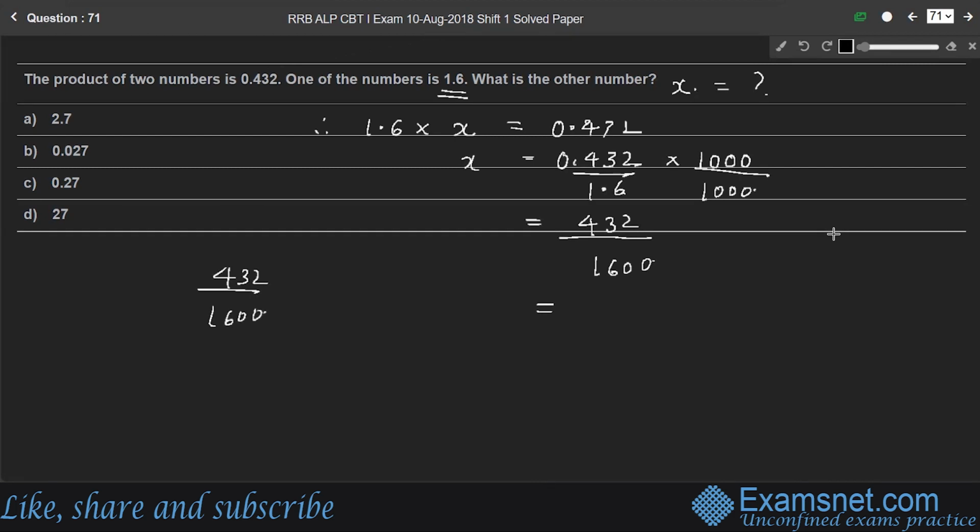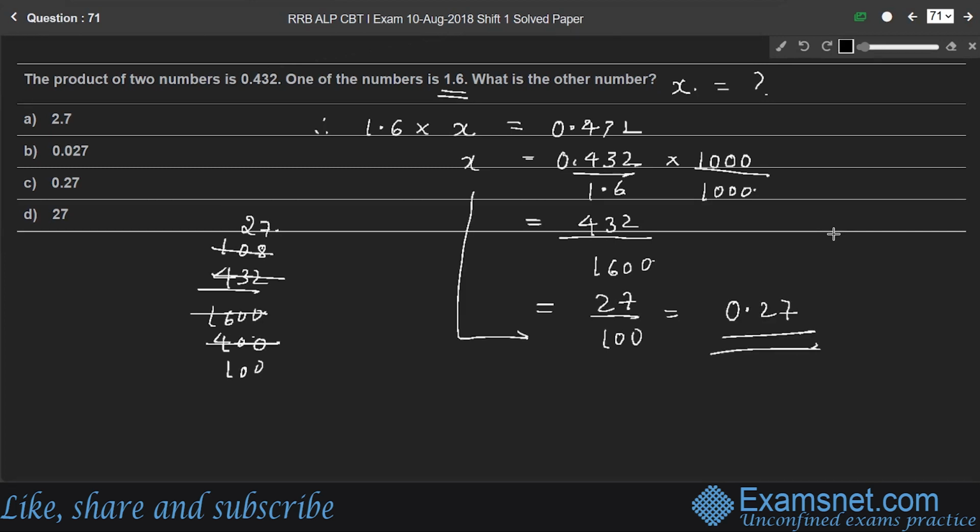The numbers are divisible by 4, of course. So 4 into 400 is 1600 and 4 into 108 is 432. Again, this can be divided by 4: 4 into 100 and 4 into 27. We get 27 by 100. Converting this into decimals, you'll get 0.27. So the other number is 0.27. Therefore, option C is the right answer.